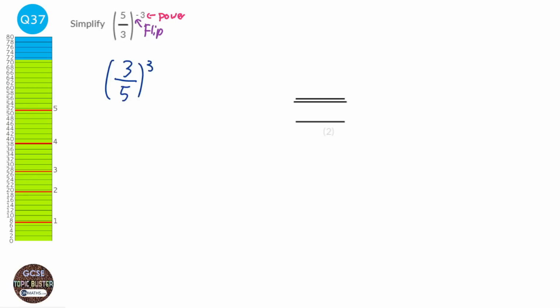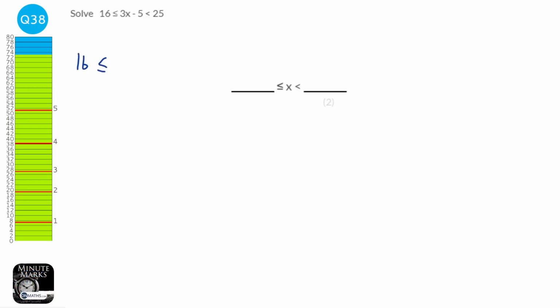So cubing the 3 gives us 27. Cubing the 5 gives us 125. So our answer will be 27/125. So I'm just going to write this out again, just so we've got a bit more space.